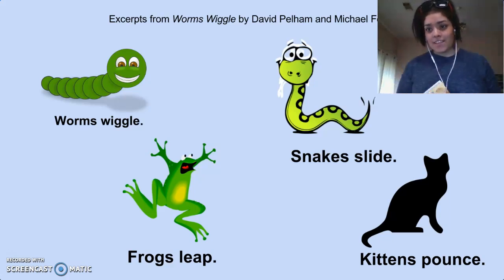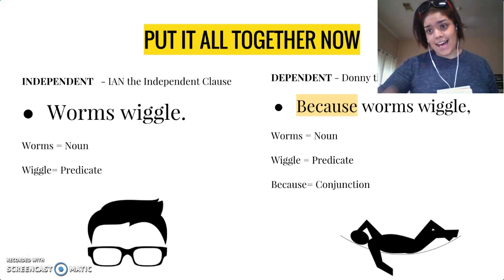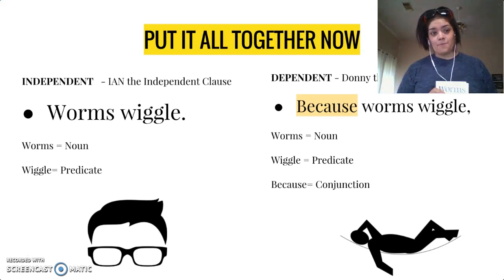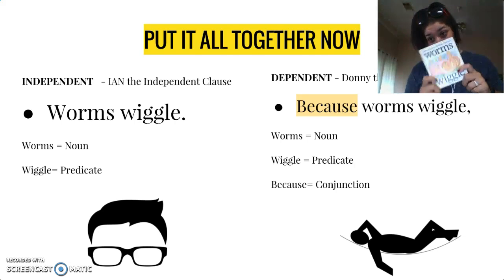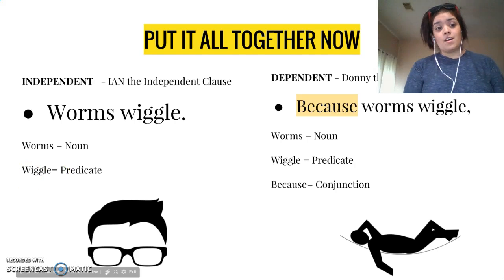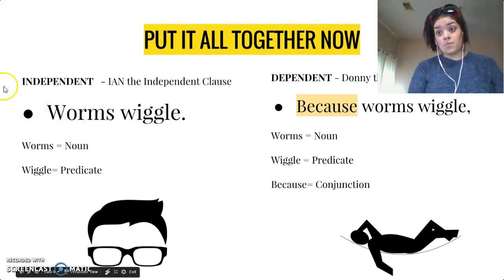Yay! Okay, so you're thinking, why did she read me this book? It'll make sense on the next slide. Let's put it all together. Ian, the independent clause, and Donnie, the dependent clause, can both be seen in this book, except there's some changes. So the sentence, worms wiggle, is an independent clause. If I didn't have this period and this wasn't capitalized, worms wiggle is an independent clause because worms is the noun and wiggles is the predicate. Subject, predicate. That's it. Independent clause.